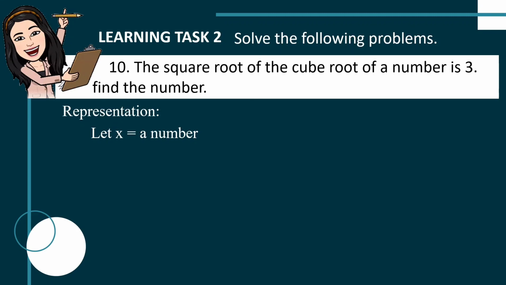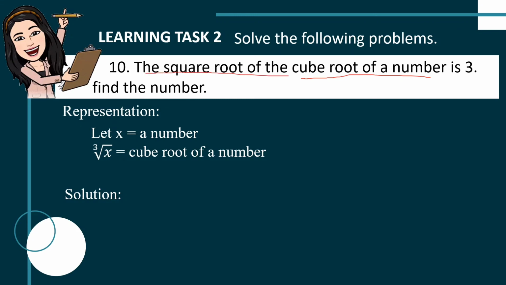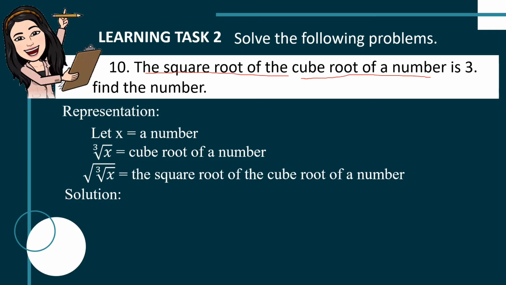So, ito muna. Cube root of a number. Since ang number natin ay x, ang cube root ng x ay equal sa, ayan, cube root of x. Cube root of a number. Eh, meron pa tayo ditong another word which is the square root of the cube root ng number. Ang square root daw ng cube root of a number, sabihin, itong cube root of x ay meron pang root na square root. Nasa loob pa siya ng square root. Kasi sabi dyan, the square root of a number or the square root of the cube root of a number. Okay?